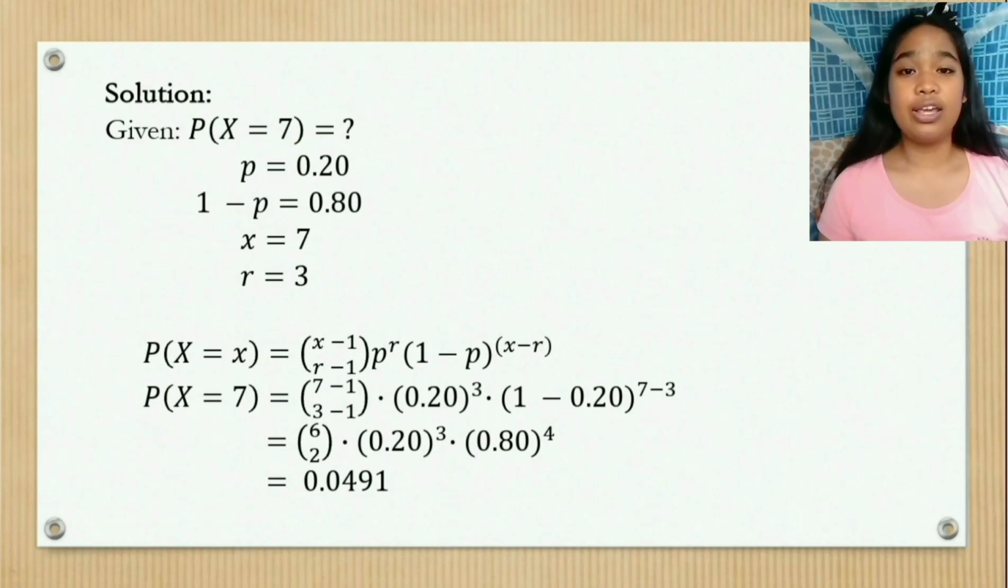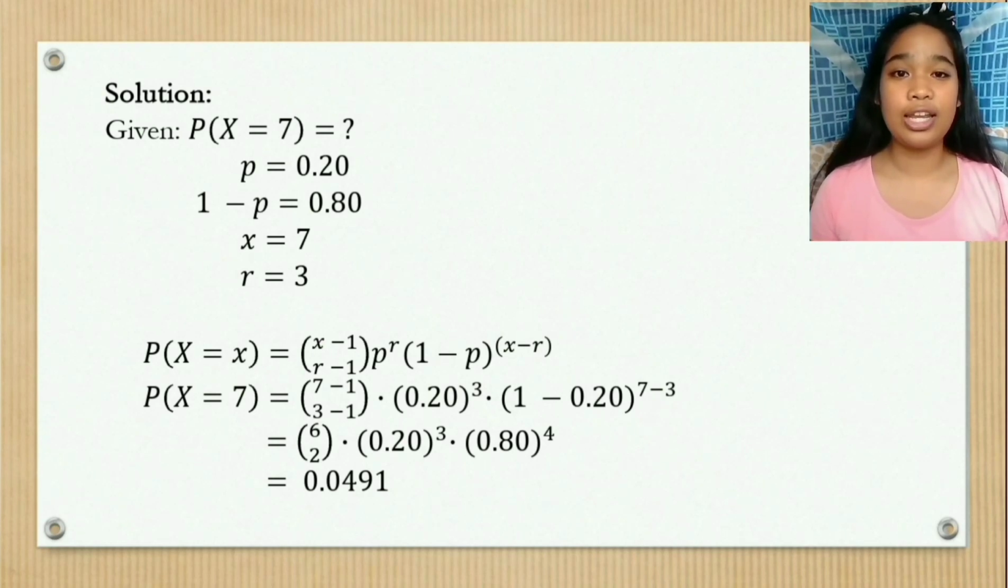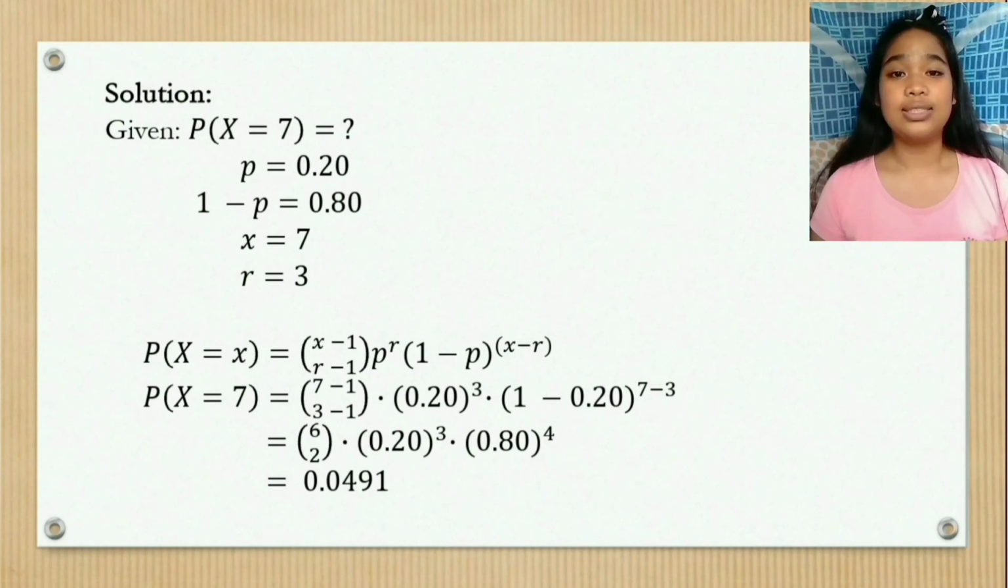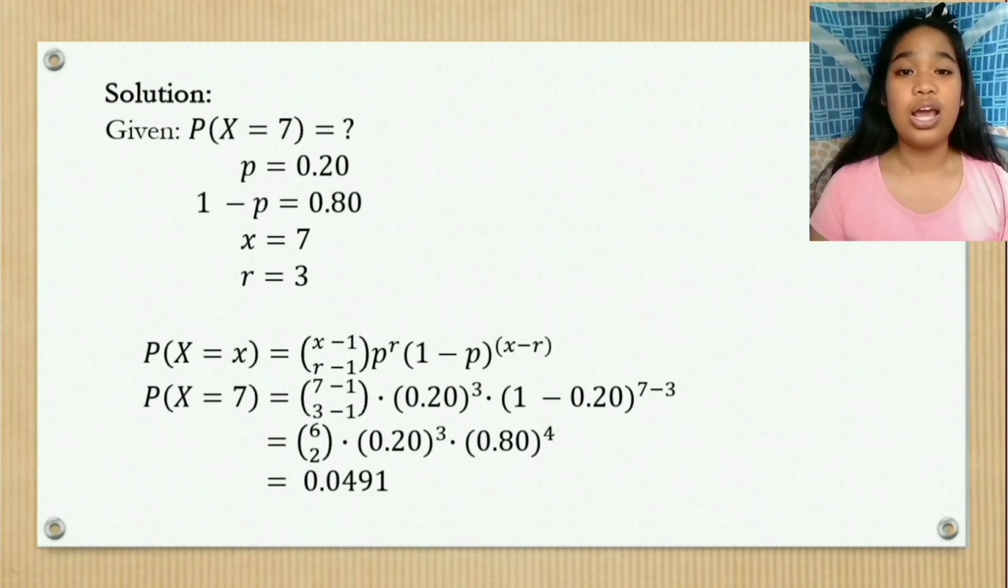Solution. Given are the probability of x equals 7, which is what we are looking for. Then p equals 0.20 since there is a 20% chance of striking oil, which is the probability of success. Then 1 minus p, or the probability of failure, equals 0.80, x equals 7 and r equals 3.